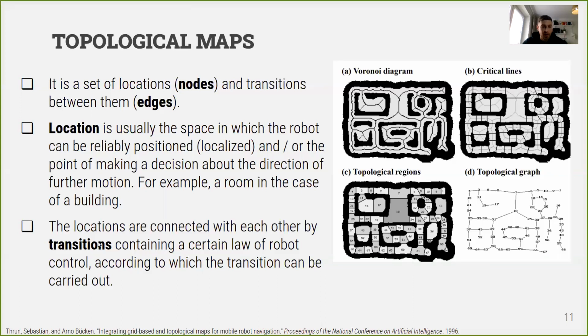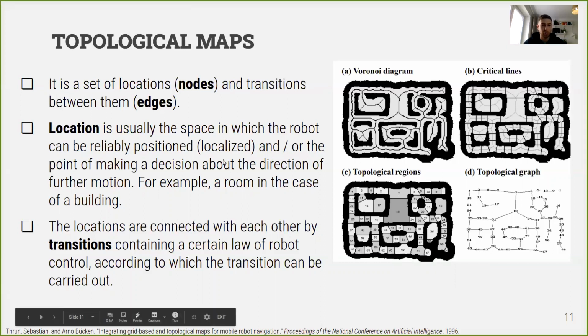Transitions are just passes between these locations, which again, as we said, can contain the control law, how to travel from kitchen to, I don't know, a living room, right? We know that there is a door in kitchen and we have to go through this door with not really high speed, and we have to check that door is open beforehand to travel from kitchen to living room. And such control laws can be directly encoded in these transitions between our locations.